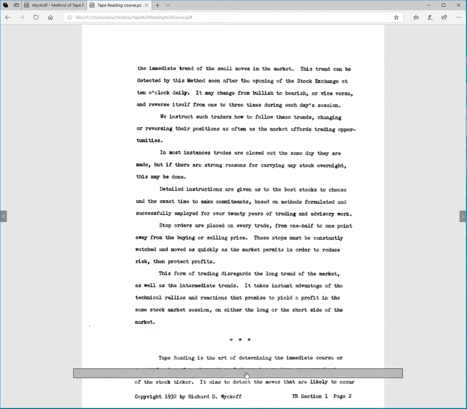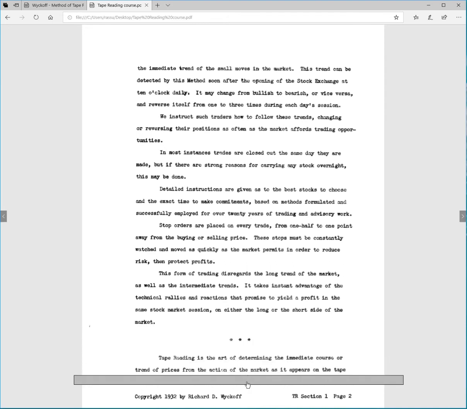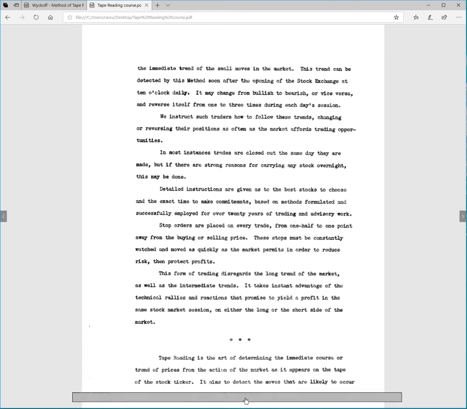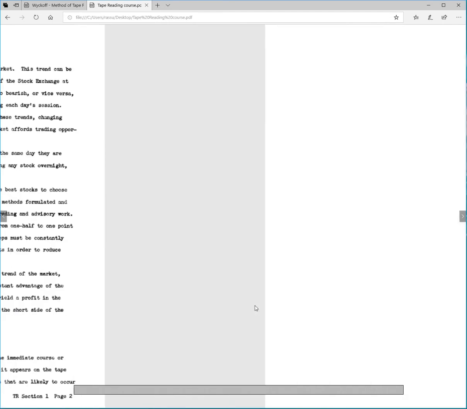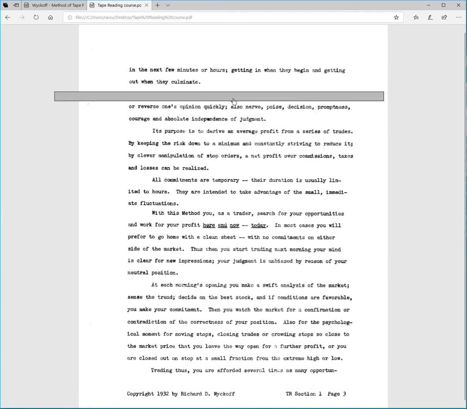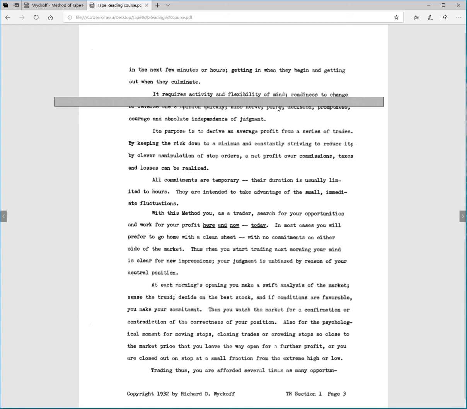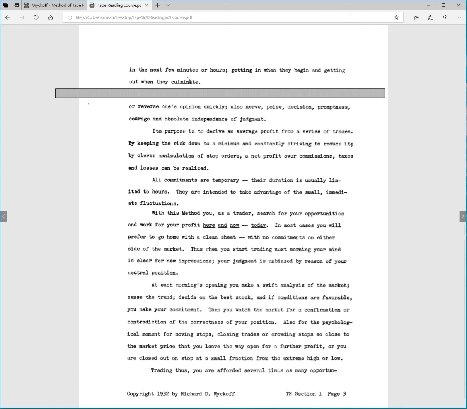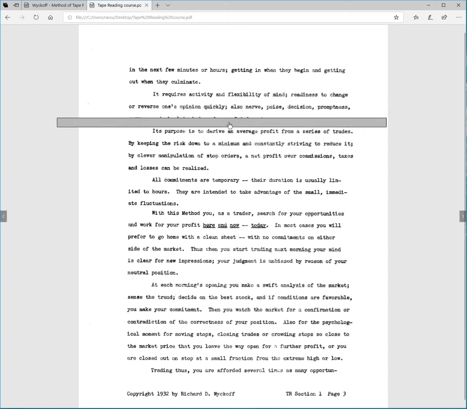Tape reading is the art of determining the immediate course of trend from the action of the market as it appears on the tape of the stock ticker. The next few minutes or hours, like the move, get in when they start and get out as they culminate, meaning the end. Get in when they start, get out as they culminate. That is nothing more than saying get in when the trend starts and get out when it ends, and how to do that will be covered later.